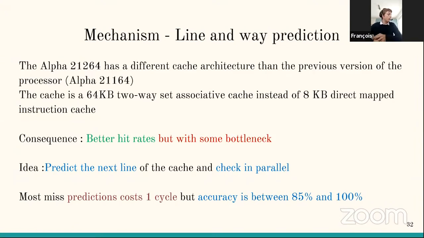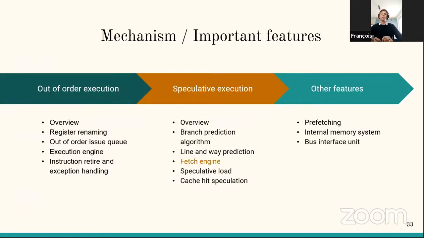But in this case we can use speculative execution. The processor just tries to predict which is the next line of the cache, and then it checks in parallel if it's correct or not. One misprediction costs one cycle, but there is very good accuracy. So definitely this is a good predictor for the processor. So now we have the two most important speculative features, the two most important engines for speculative execution.